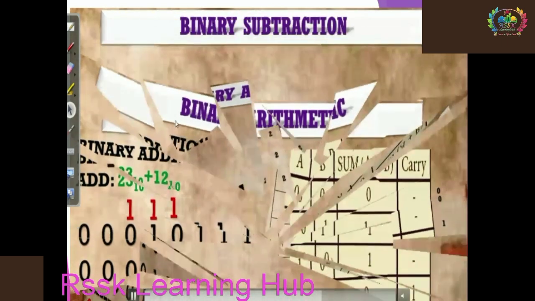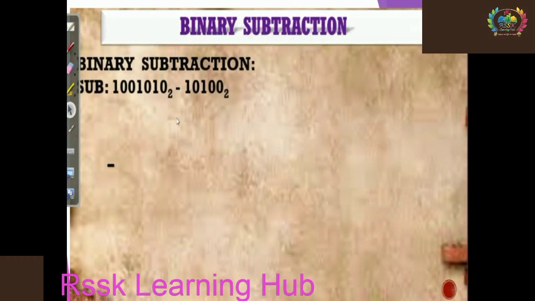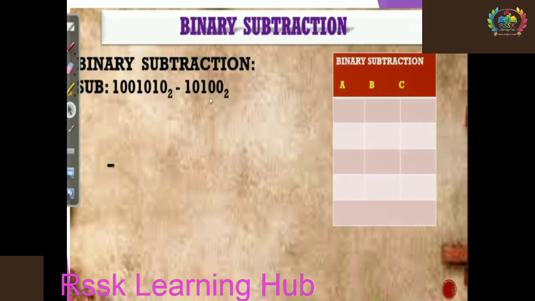Clear? Okay. Next we will see binary subtraction. Same logic, but consider this table. What is the value for binary subtraction? So both 0 means the output will be 0. Okay. 1 0 means the output will be 1. 1 1 means the output will be 0. So 0 1 means the output will be 1 as well as it will have a borrow.